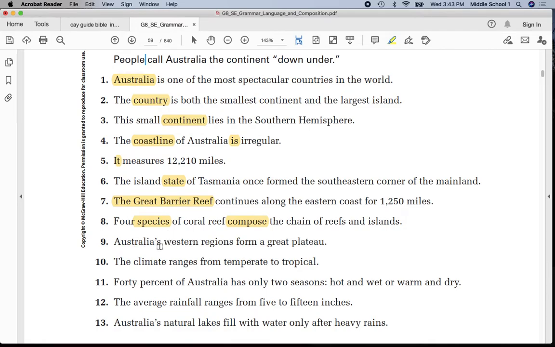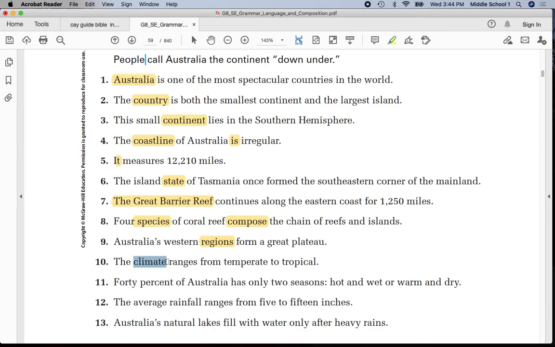Number 9, Australia's western regions form. The sentence is talking about regions. This is my simple subject. It goes in between that and the next word, form. Form is the simple predicate. I put my line in between regions and form to separate the complete subject from the complete predicate.